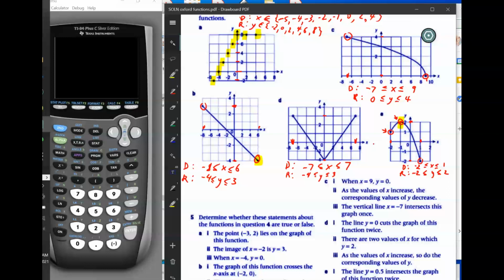So they're talking about A, and I'm going to check to see if -3, 2 lies on the function. So -3, 2 would be this point here, so it does lie on the function. Yes. I can write true, right? T.